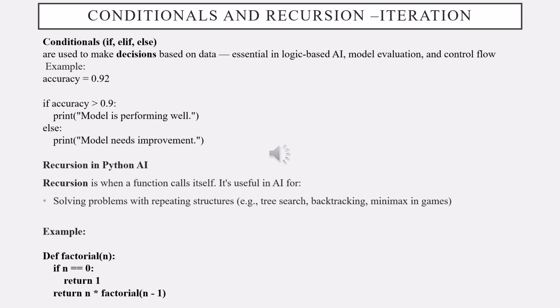Recursion is an example you already know from C++ programs. In recursion, a function calls itself, and that is called recursion in Python. It is used to solve repeating structures such as tree structures, backtracking and minimax. They have given the example of the factorial method: def factorial of n, if n equals 0 return 1, else return n times factorial of n minus 1. So recursion is nothing but a function calling itself. These are the conditional and recursion functions of Python for AI.